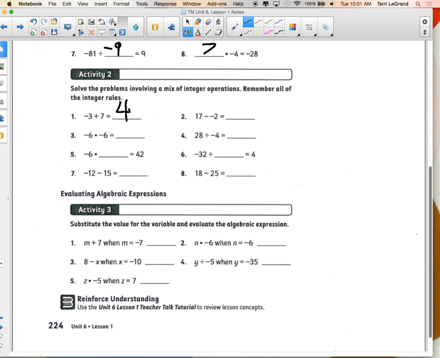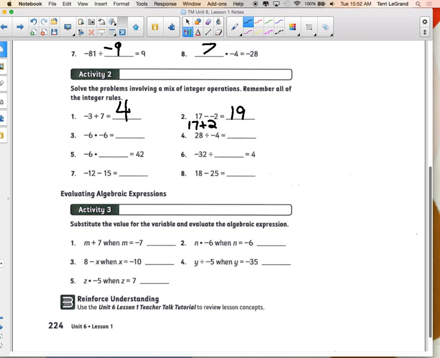Okay. Number 2, what's the first thing we're going to do, class? Add the opposite. So how does this look when we add the opposite? 17 plus, and the opposite of negative 2 is? Positive 2. Okay, well now I bet you can do the answer, right? What is it? 19. A positive plus a positive is a positive, and you just add up their distances there, or a number of tiles.